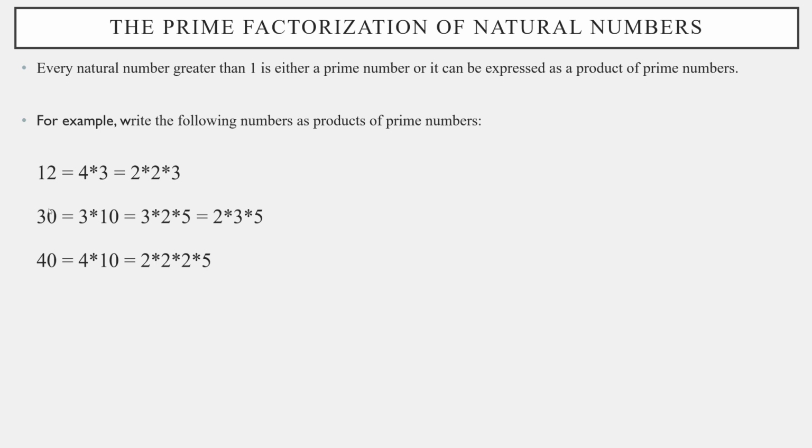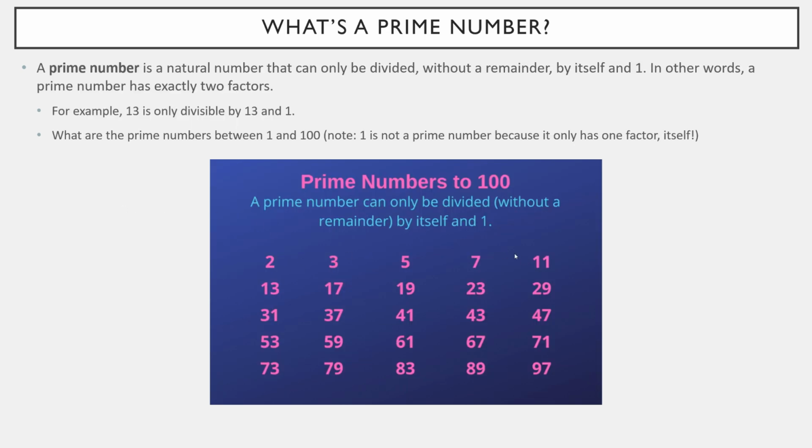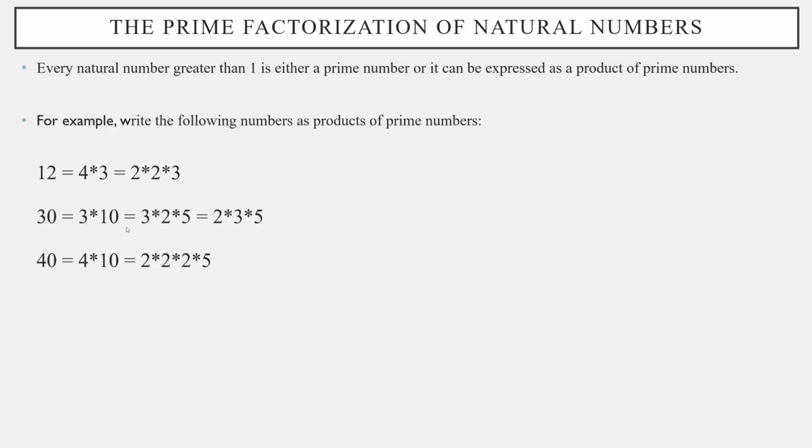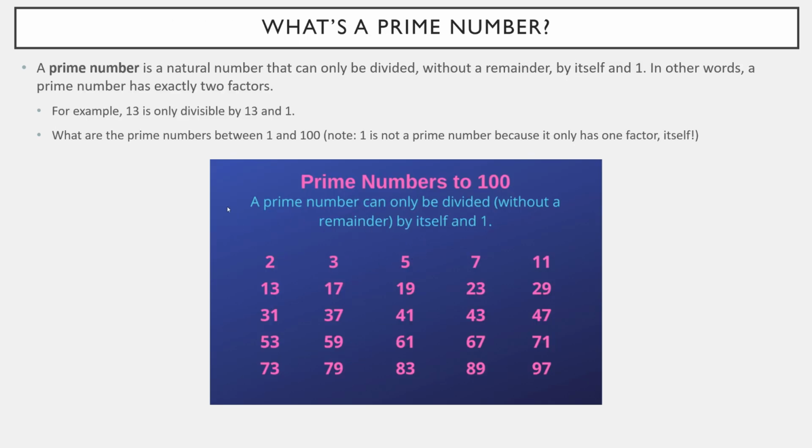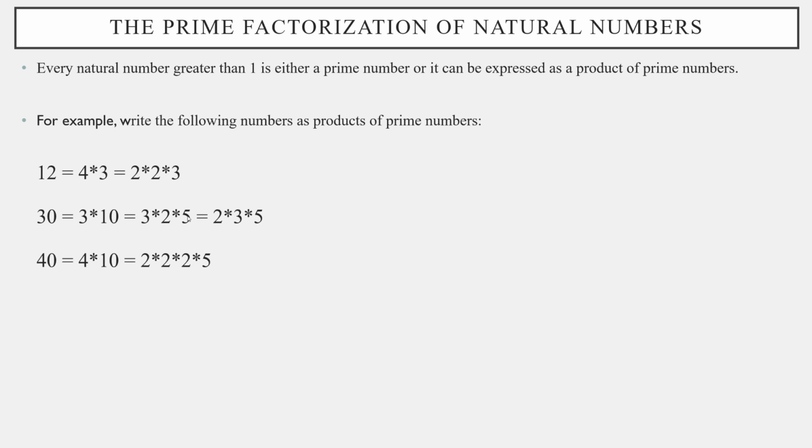If you look at 30, I can write it as 3 times 10. Well, 3 is a prime number, but 10 is not. But I know 10 is 2 times 5, and 2 and 5 are both prime numbers. So 30 is the same thing as 2 times 3 times 5, the product of prime numbers.